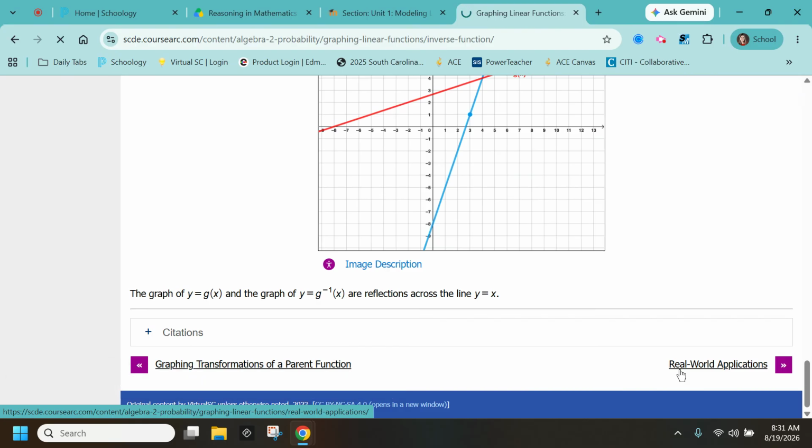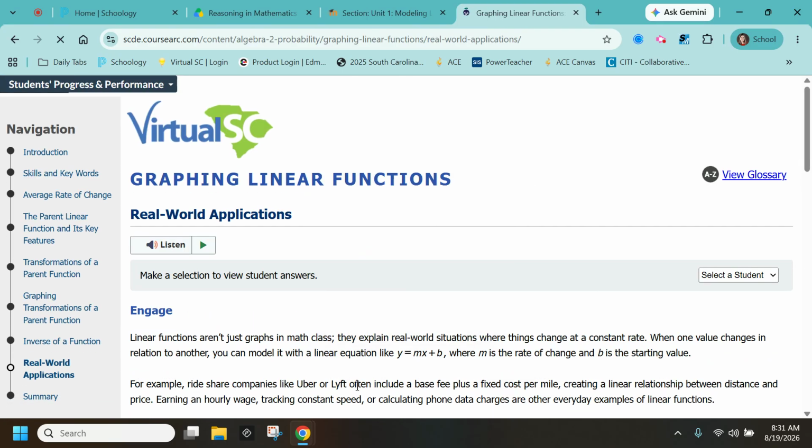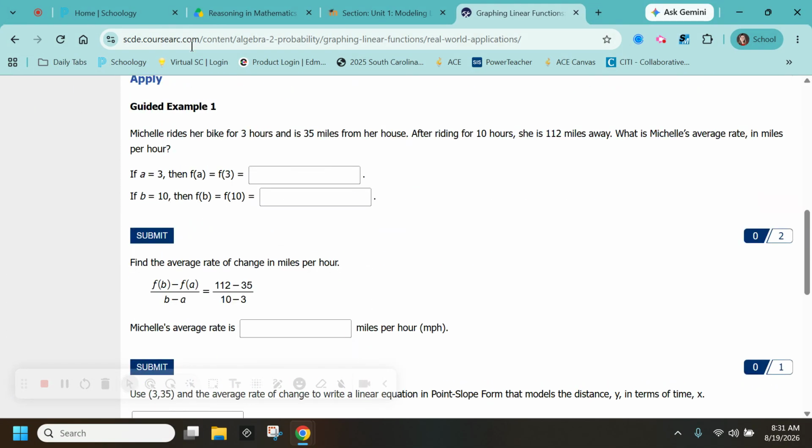Moving on to the real-world applications part of things. Again, there's some examples there, but we are going to try to jump ahead to save time. Michelle rides her bike for 3 hours and is 35 miles from her house. That is our output when x is 3. After riding for 10 hours, she is 112 miles away. What is Michelle's average rate of change in miles per hour?